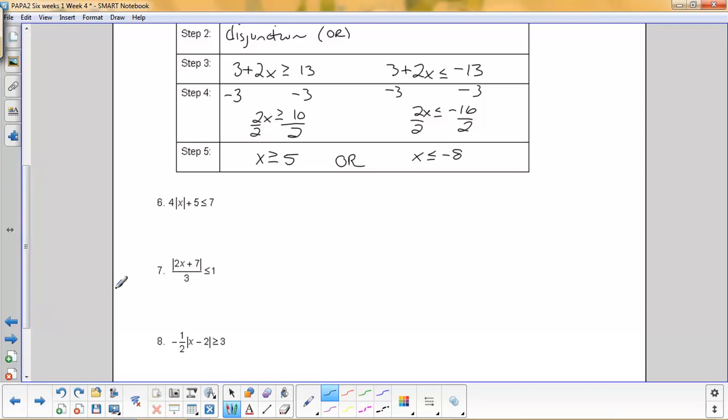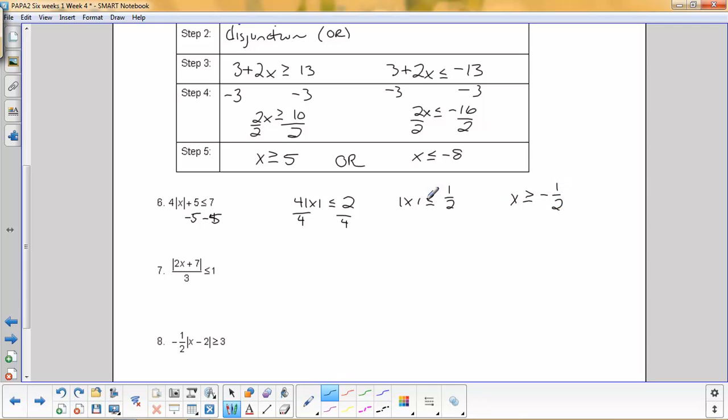Question number 6. Now we're getting into the process of multiple numbers on the same side. So remember, when we're isolating a variable, we always solve PEMDAS from the bottom to the top. This means that the 5 moves first, not the 4. And I get 4 times the absolute value of x less than or equal to 2. Divide by 4. The absolute value of x less than or equal to 1/2. Absolute value of x greater than or equal to negative 1/2.